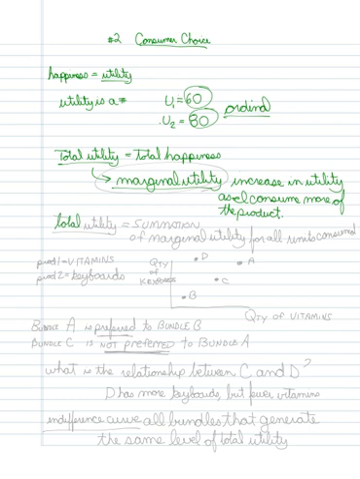So all that total utility represents then is the summation of my marginal utility. It's the summation of my marginal utility for all the products consumed.